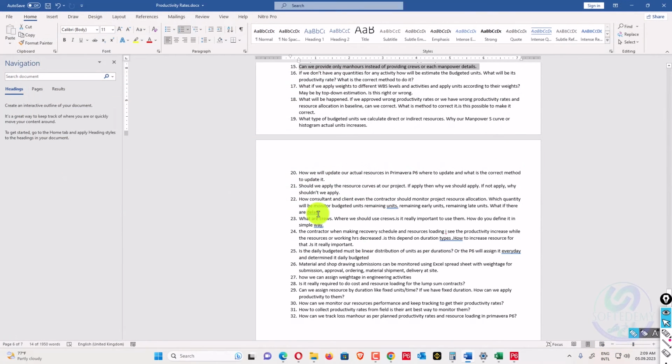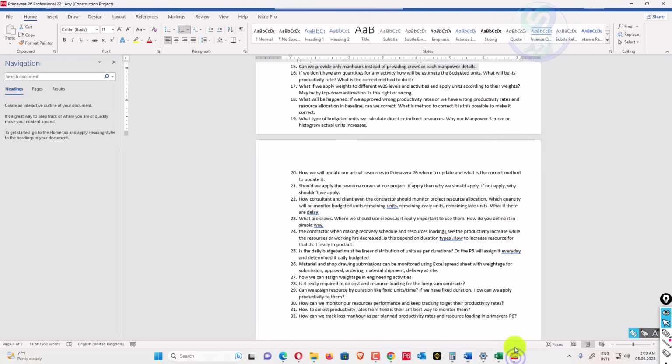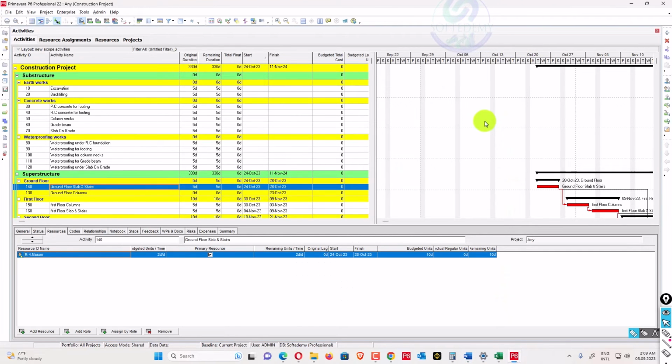The next question: how should the consultant, client and even the contractor monitor project resource allocation? Which quantity should be monitored: budget units, remaining units, remaining early units or remaining late units, and what if there are delays? The question is very specific: what type of resource allocation should the client be monitoring? The client does similarly to the baseline that has been submitted, and with that baseline submission a resource allocation is submitted. If 5 or 6 months have passed and there is a delay on the project, he just keeps monitoring that same resource allocation.